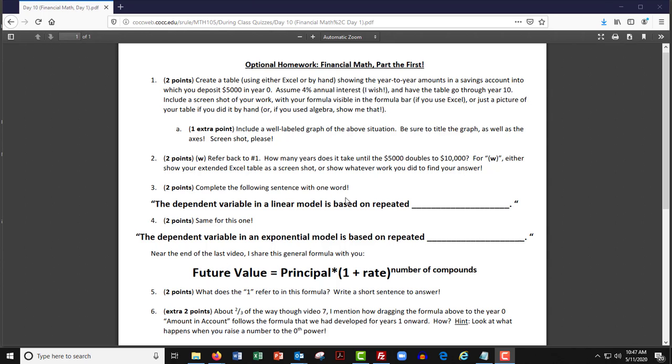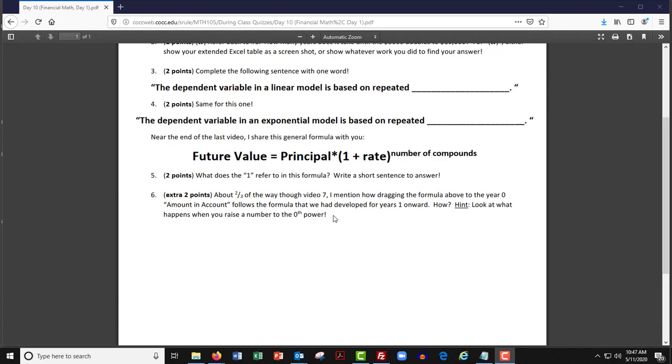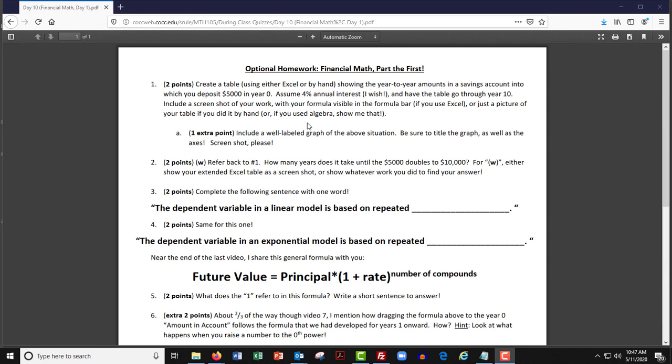Okay, friends, let's get some solutions to this homework about financial math. Part the first. The first thing we have to do is we have a 4% annual interest rate. We're going 10 years, and we're going to deposit 5,000 bucks in year zero. Okay, I think we can do this.